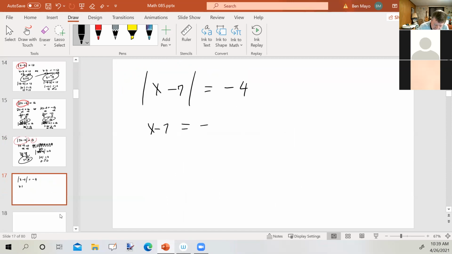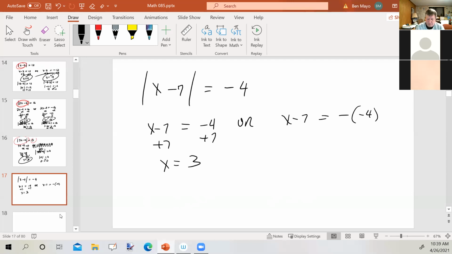x minus 7 equals negative 4, or x minus 7 equals the opposite of negative 4. If x minus 7 equals negative 4, adding 7 to both sides, we get x equals 3. If x minus 7 equals the opposite of negative 4, that becomes x minus 7 equals, well, the opposite of negative 4 is positive 4. Adding 7 to both sides, we get x equals 11.